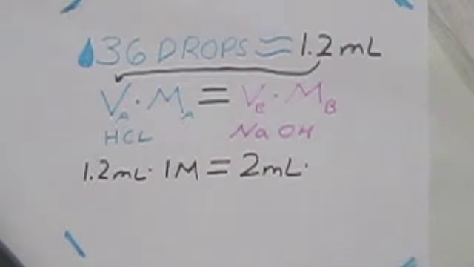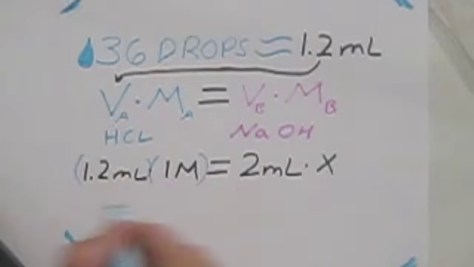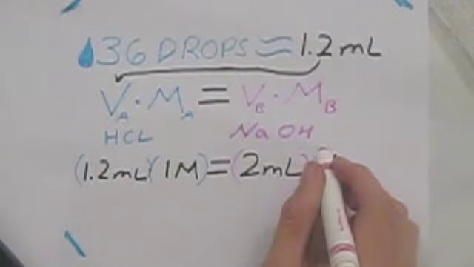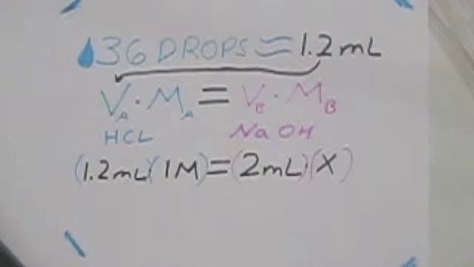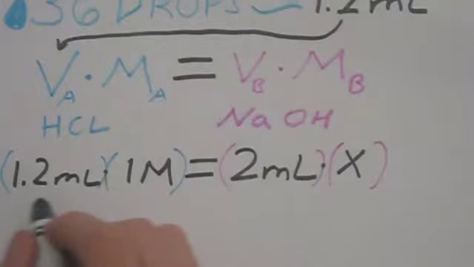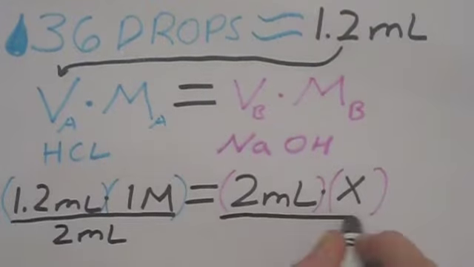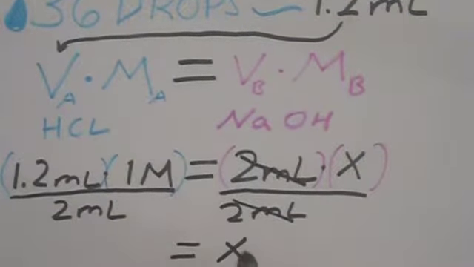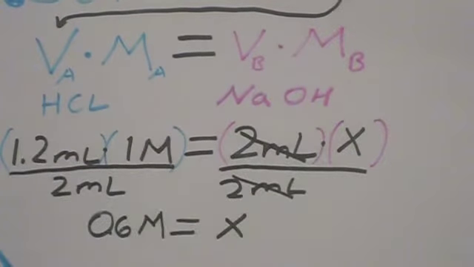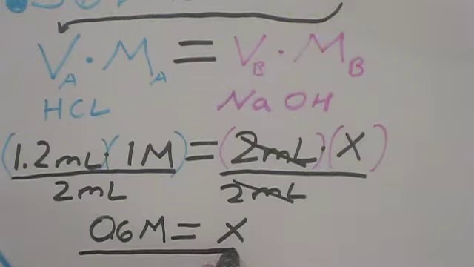Now, we don't know the molarity of the base, so we're going to make the molarity of the base equal to X. So our full equation is 1.2 ml times 1 capital M, meaning molarity, equals 2 ml times X. And it solves to be X equals 0.6 M. So we've discovered that the molarity of this unknown solution of sodium hydroxide is 0.6 M, meaning there are 0.6 moles per liter. So we have successfully determined the molarity of this unknown solution.